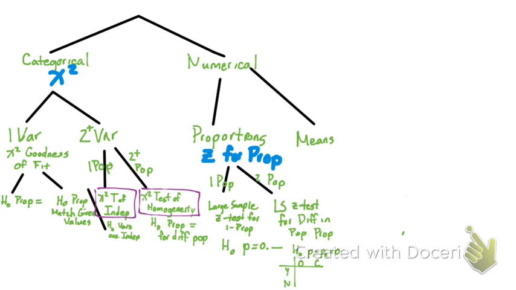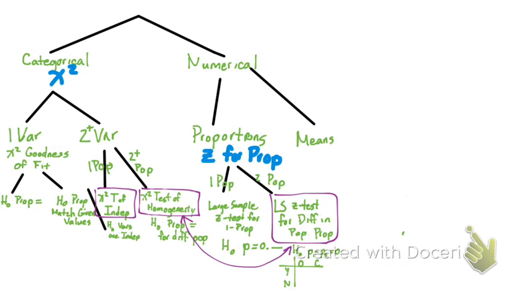Now, side note, it is absolutely true, and if you feel like we're doing the same thing sometimes, this can be done as a chi-square test of homogeneity.